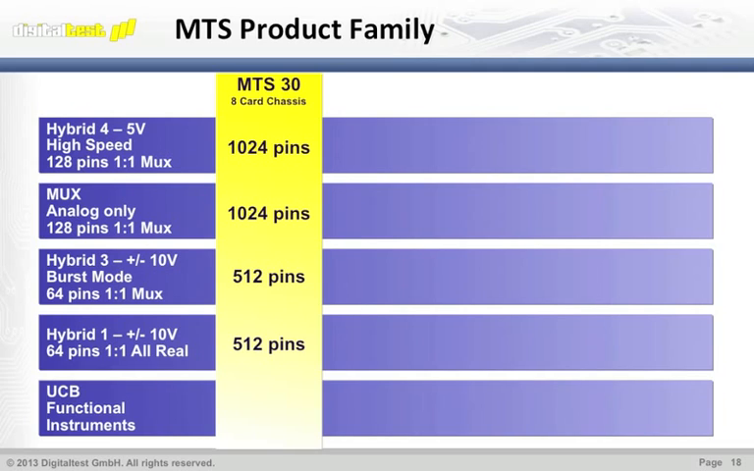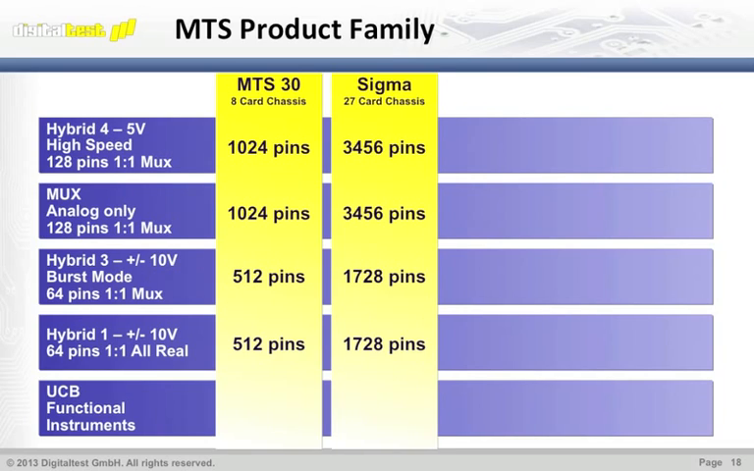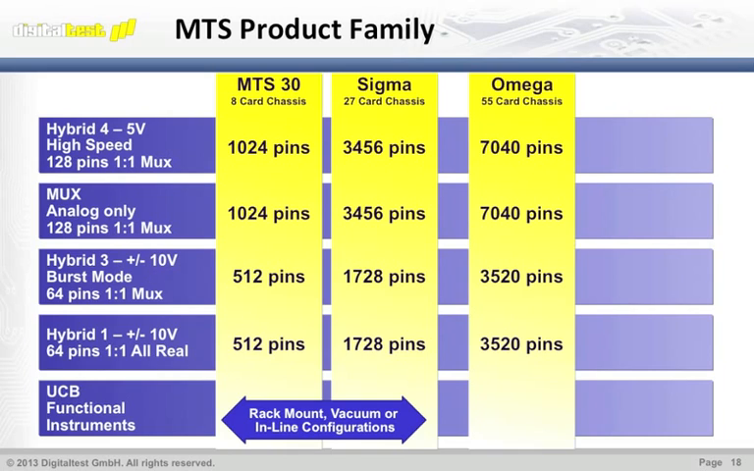So if you look at the way the platforms are put together, the MTS30 rack mount functional test system will go to 10,024 pins, the Sigma to 3,456 pins. So these can be in rack mount format, can be in a vacuum format, or an inline configuration format with those two platforms. The Amiga, that allows us to get to 7,000 pins, and that's for large boards.